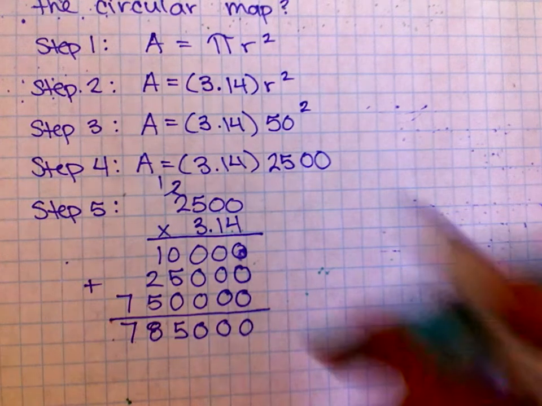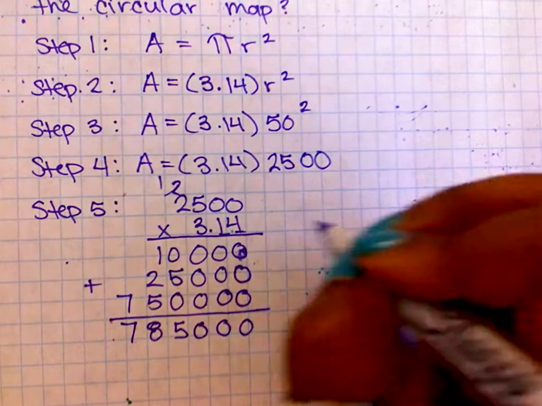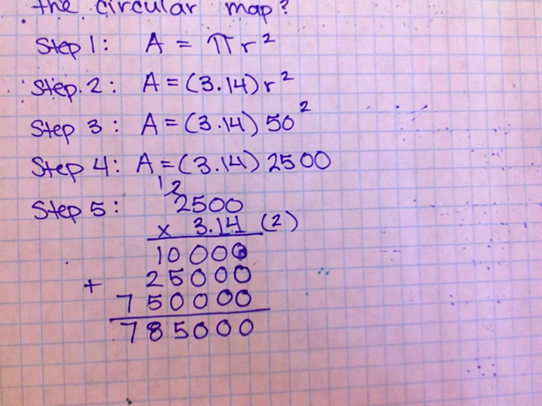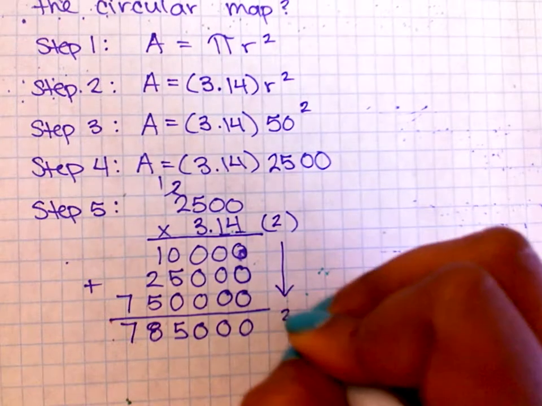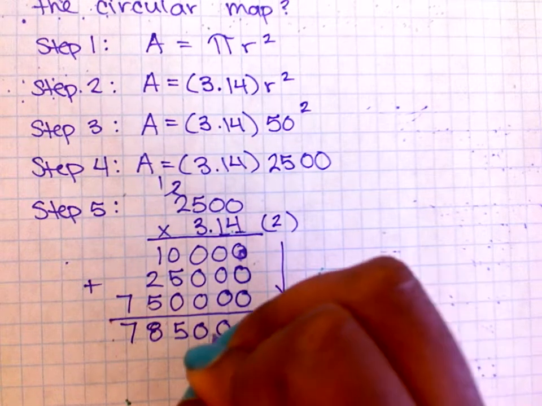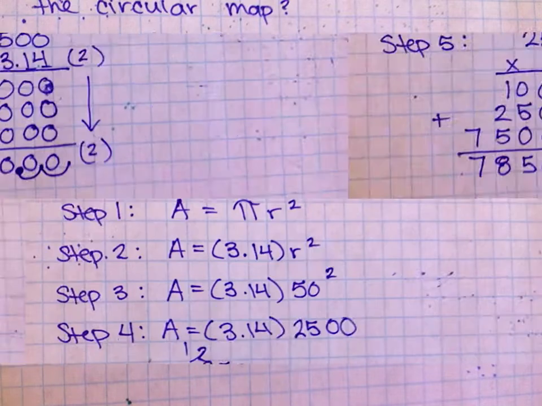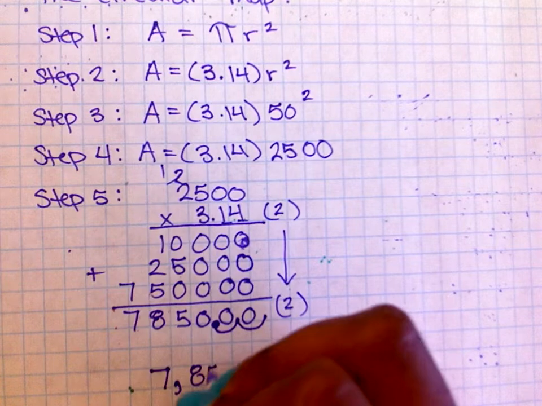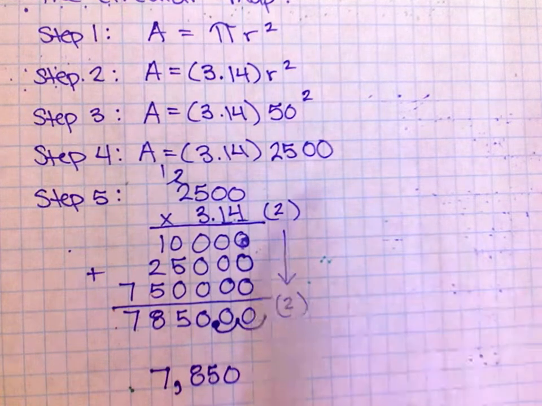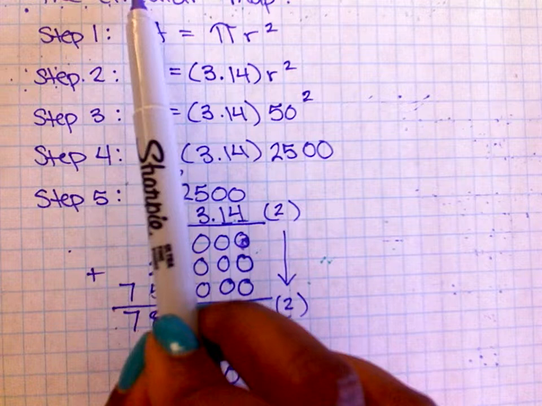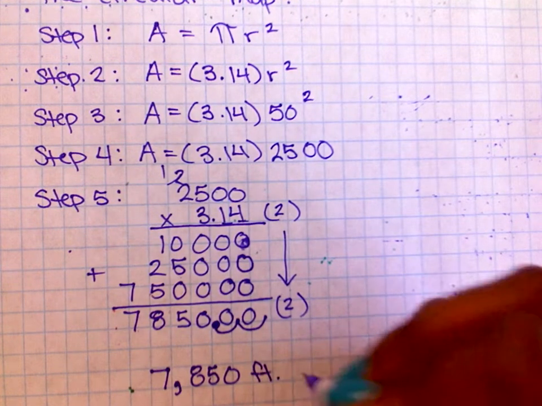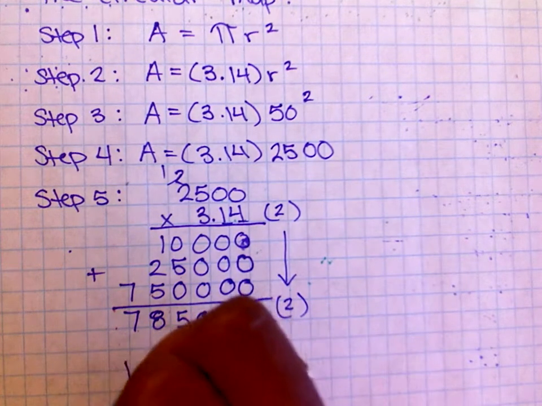But that's not my answer. I have 2 decimal places, right? Yes, 2 places past the decimal in 3.14. So I need to move it over how many times? 1, 2. That's what it is right there. So my answer is the area of my circle is 7,850. Now, what are the units in the problem? Look at the problem. Feet, thank you. Feet, and area is always squared. Beautiful.